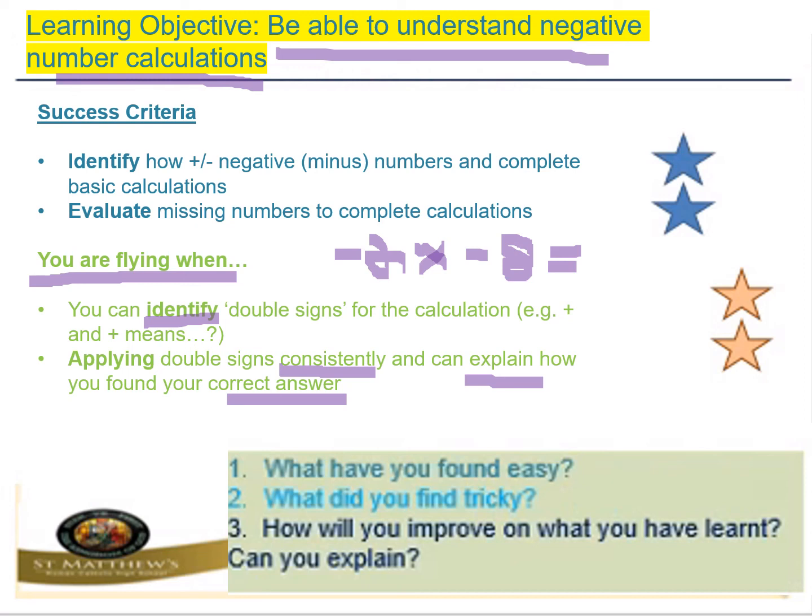We work it out as we see it. We've got a negative 2 and we need to times a negative 8, so that would be negative 16. So really make sure that you don't confuse the fact that when they're not next to each other, the rule doesn't apply. Okay.